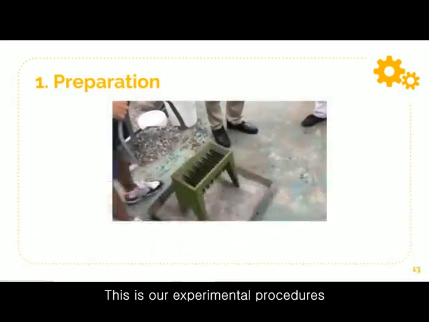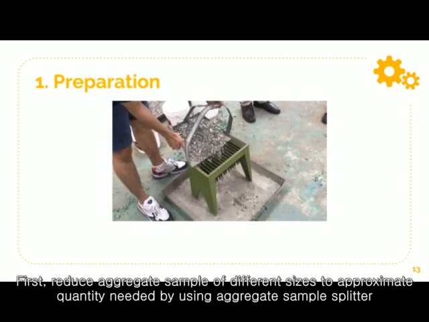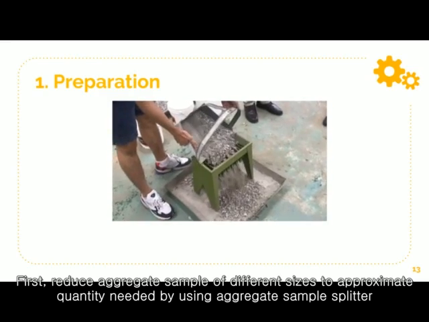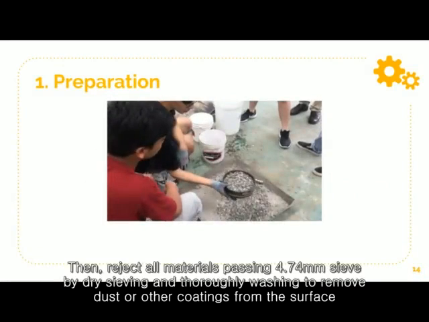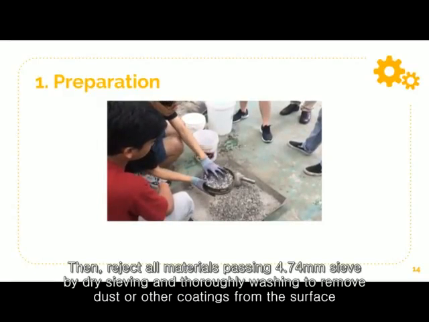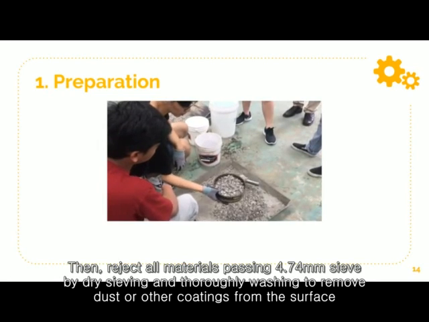This is our experimental procedure. First, we reduce aggregate samples of different sizes to the approximate quantity needed by using an aggregate sample splitter. Then, we remove all the materials that pass through the 4.75 mm sieve by dry sieving and thoroughly washing them to remove dust or other coatings from the surface.